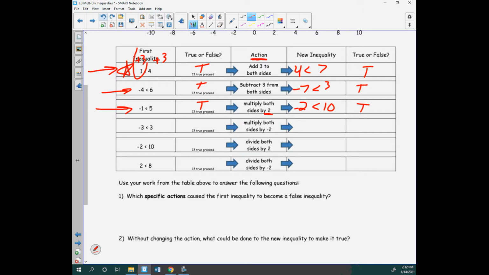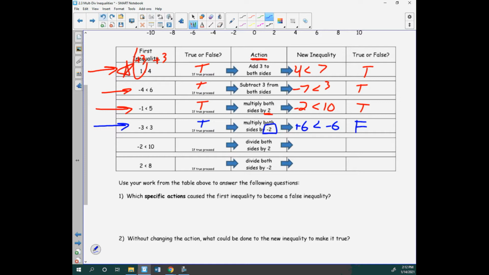All right, I'm going to do this next one in blue. Negative 3 is less than 3. Guess what? That's true. But now what we're going to do is multiply both sides by a negative 2. That's going to give me a positive 6 is less than negative 6. Is that a true statement? And quickly, hopefully, you can see that's a false statement. 6 is not less than negative 6.